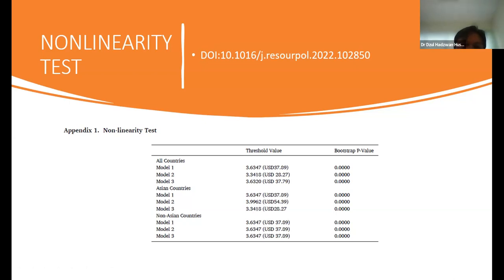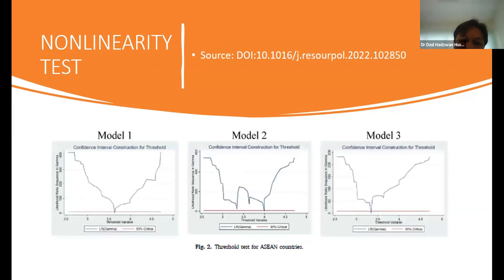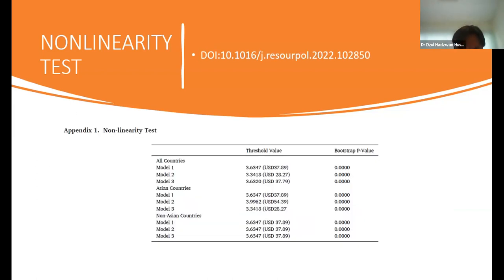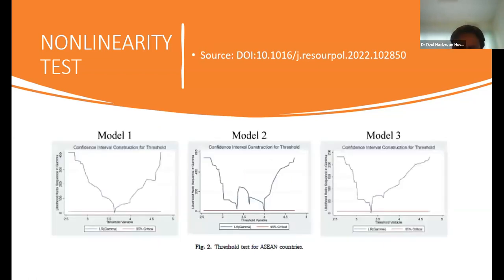Example of the non-linearity test. Okay, another thing. Instead of showing the statistical number, we can also illustrate it in a graph like this. How are we going to know whether we have a threshold effect or not?